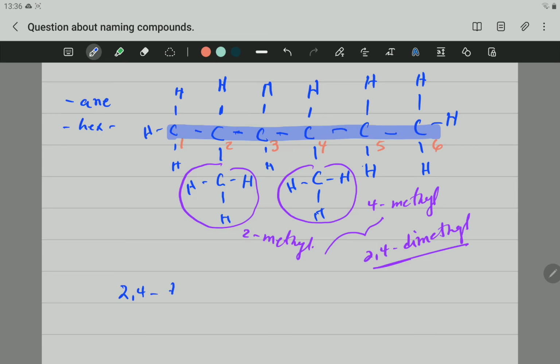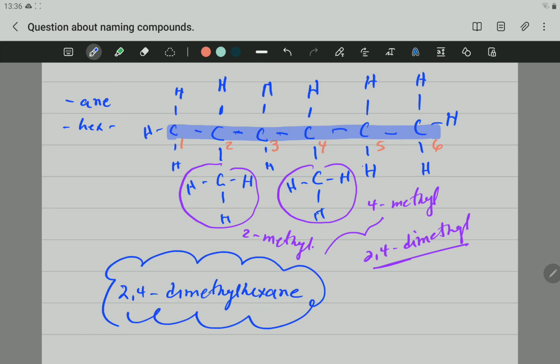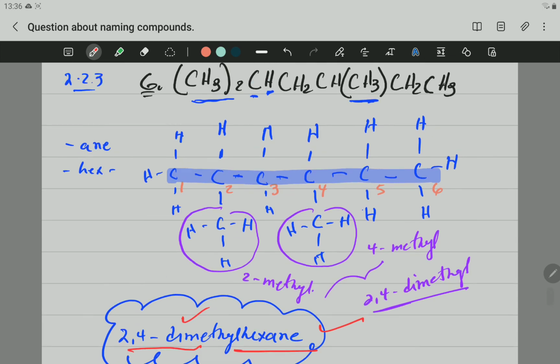Right, now if we combine all the information we have, the answer will be 2,4 dimethyl hexane. So 2,4 dimethyl hexane. That will be the answer. And as before, you will get 1 mark for saying this part here and 1 from the last one. Okay, so I hope this one is clear. It's not that difficult, and let's carry on with the question.